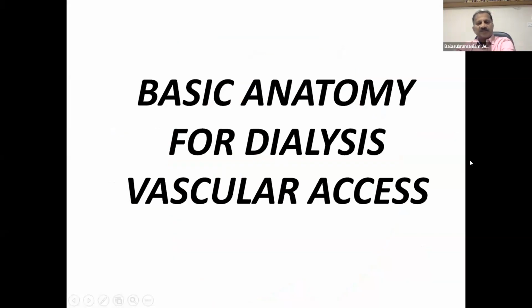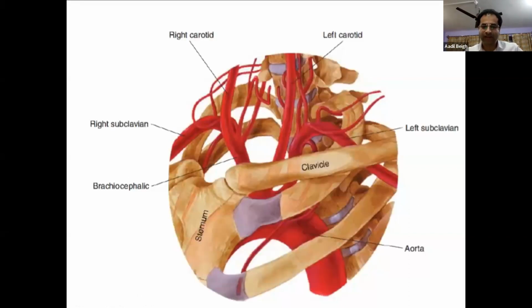Yeah, start. So I'm discussing today the basic anatomy for the dialysis vascular access. So this is the rib cage. This is the sternum, clavicle, first rib and the second rib. And behind it are the central vessels. The central vessels are those vessels which are in the rib cage, or which are covered under the bones. So the visibility directly from ultrasonography is difficult.